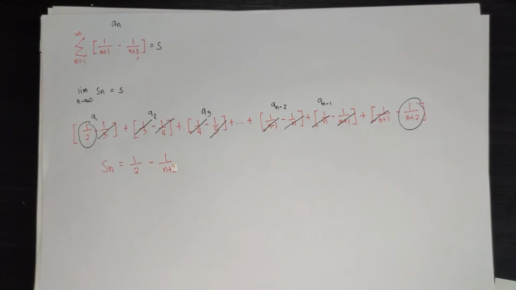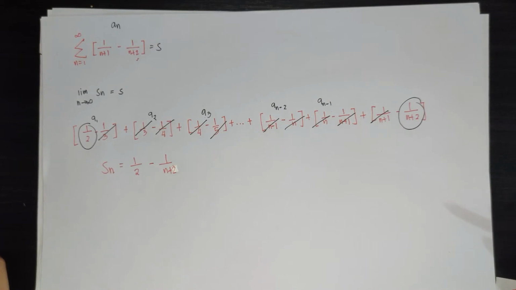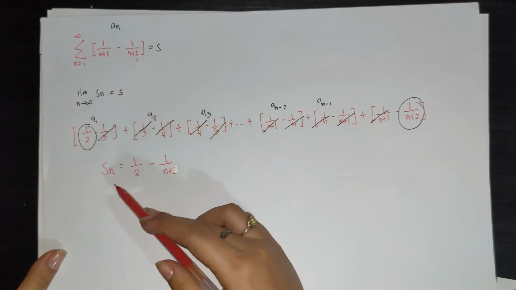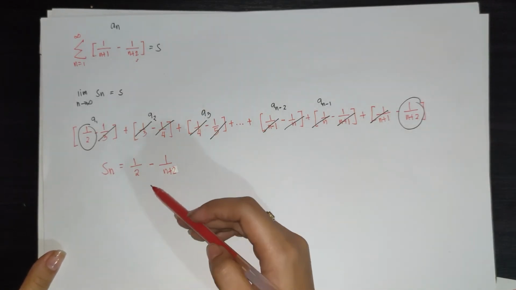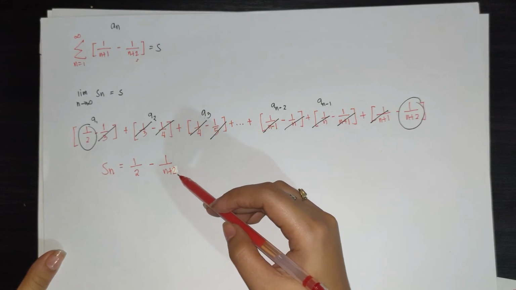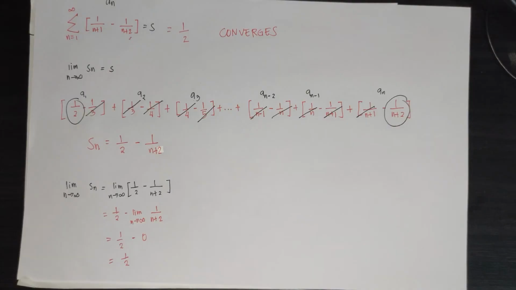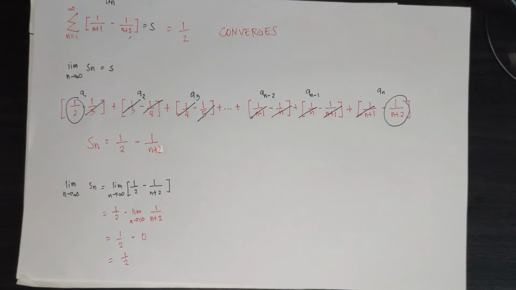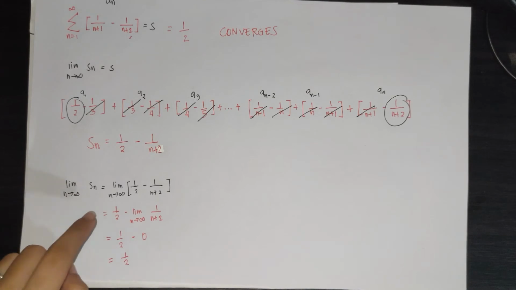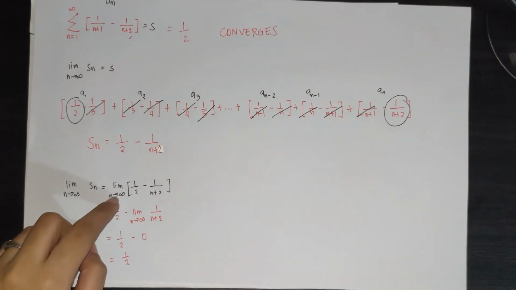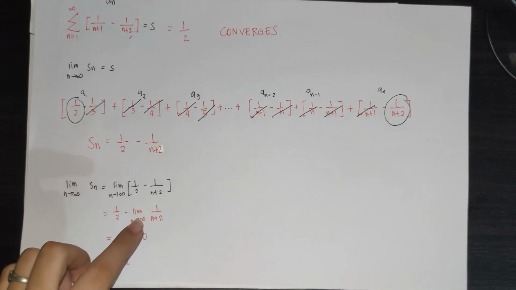So the only two things that didn't cancel are the first term and the last term of the sequence. So now this gives us a general formula for S sub n, which is 1/2 minus 1 over n plus 2. Now, once you have the general formula, take the limit as n approaches infinity of the partial sum formula. So we have the limit as n approaches infinity of 1/2 minus 1 over n plus 2.